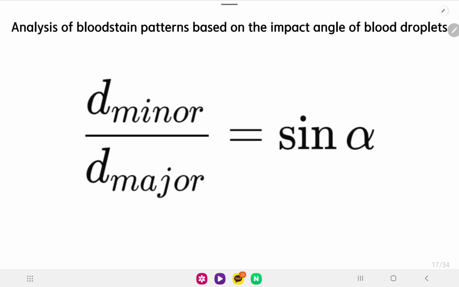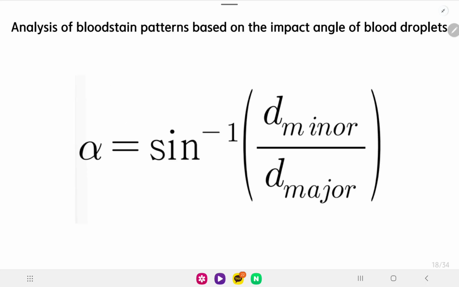When a droplet strikes a surface perpendicularly, at 90 degrees, the resulting bloodstain is circular. At oblique angles, the stain becomes elliptical due to the decomposition of the droplet's motion into vertical and horizontal components. The ratio between the minor axis D_minor and major axis D_major of an elliptical bloodstain corresponds to the sine of the impact angle: sin alpha equals D_minor divided by D_major. By measuring this ratio, the original impact angle can be estimated, providing valuable insights into the droplet's trajectory.